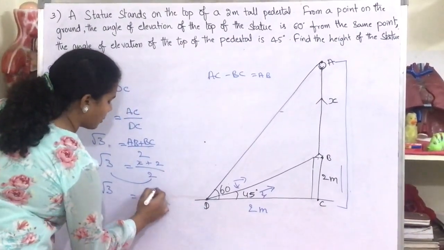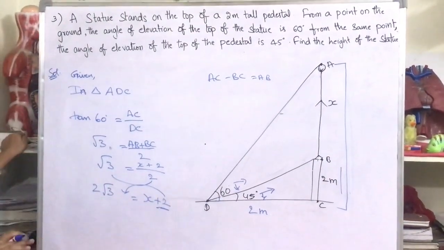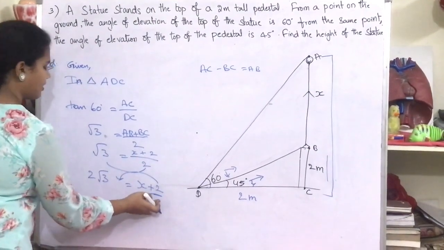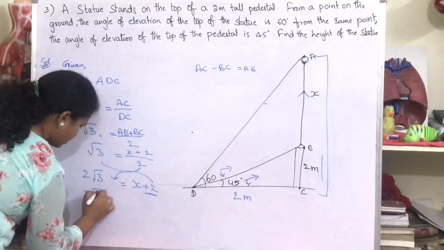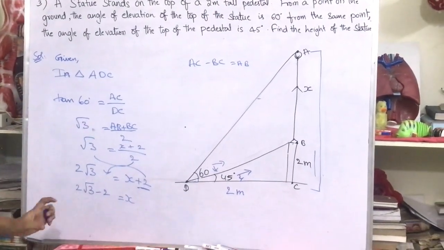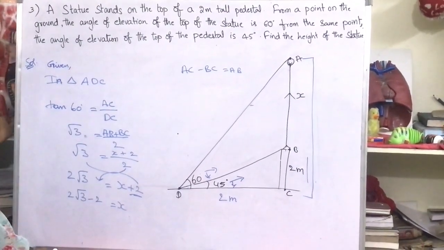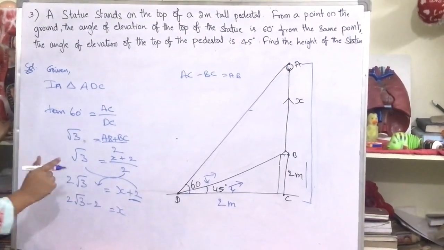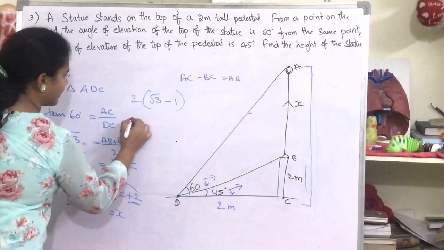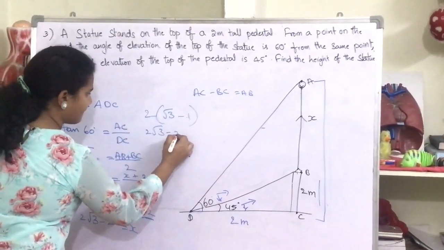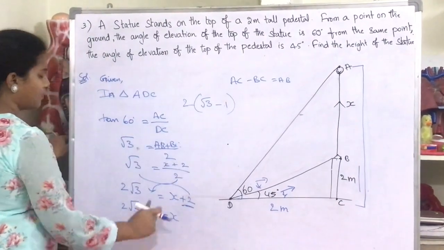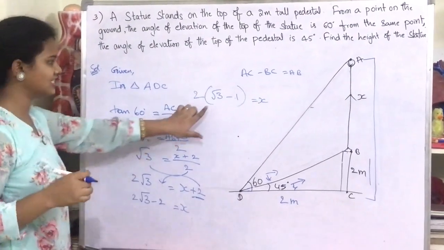Now by taking this plus 2 to the other side, the plus symbol turns into minus, so we get 2√3 minus 2 equals x. As I got the x value, 2√3 minus 2, now by simplifying this, take 2 as common: 2 into (√3 minus 1), where 2 into √3 gives 2√3 and 2 into minus 1 gives minus 2. We got this equation, and this equals x.